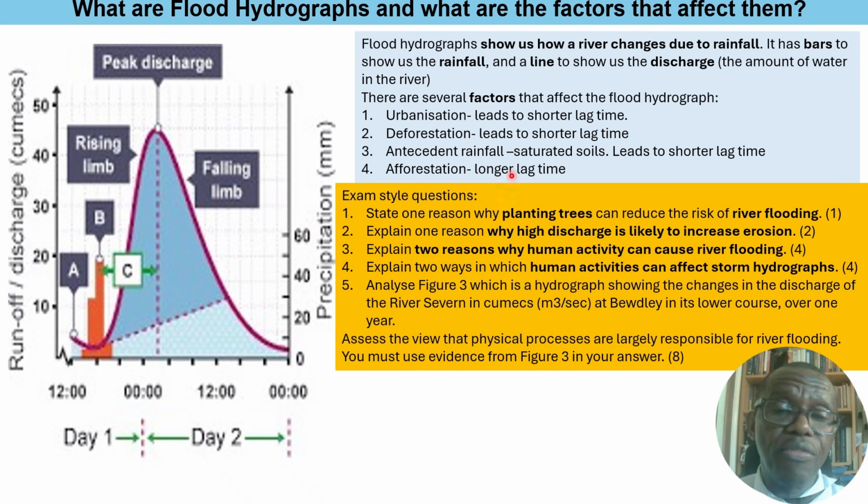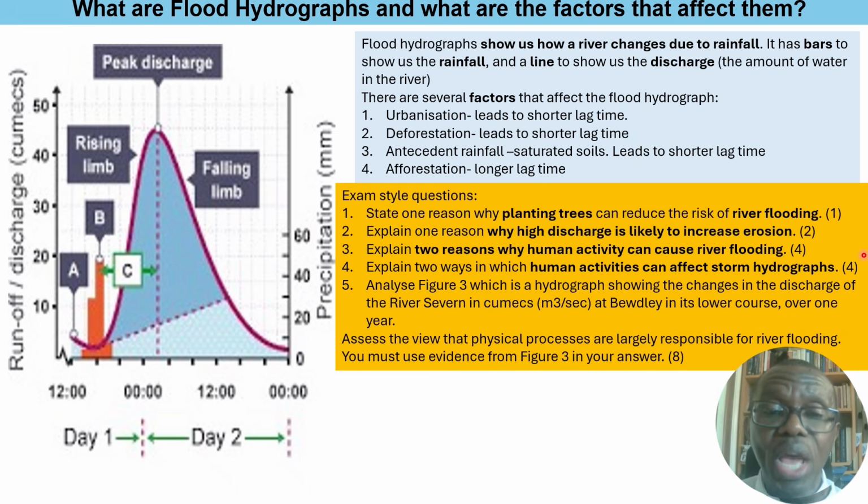Then we have what is referred to as antecedent rainfall. Antecedent rainfall is the rainfall that has fallen recently. So if you have had recent rainfall, it's likely to cause the ground to be quite saturated. And because the ground is saturated, it's not able to take any more water in when there is more rainfall taking place. As a result, the water will accumulate above the surface and become surface runoff, and that will cause the river to receive a lot of water within a short period of time, so a short lag time, and that will increase the flood risk.